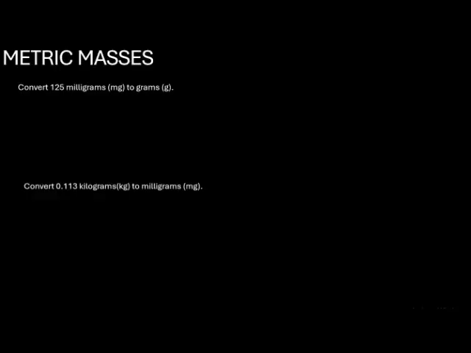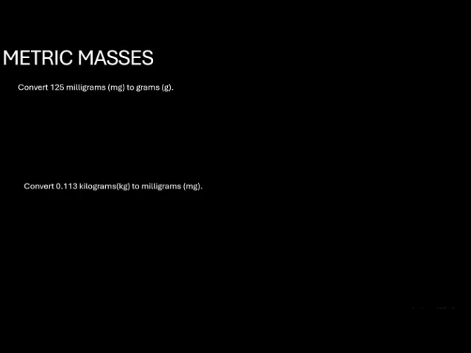Here we'll do an example involving metric masses. We are asked first to convert 125 milligrams to grams. Just as we've dealt with pounds and ounces in the US system, the metric system has its own types of measures.